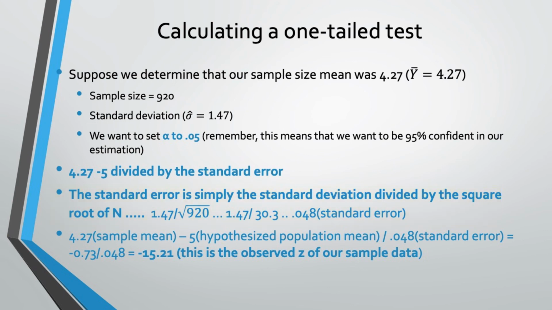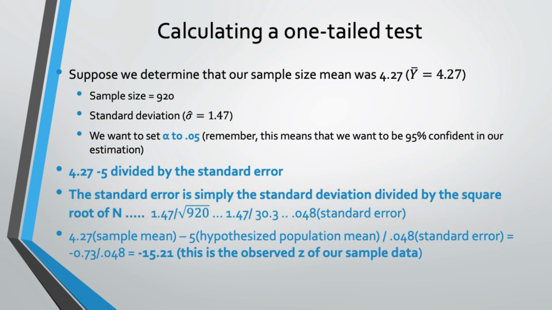So our standard deviation, as we see up here, is 1.47. We're going to divide that by the square root of the sample size, so the square root of 920. The square root of 920 is 30.3. So we take our standard deviation, 1.47, divide that by 30.3, and then we determine our standard error, which is 0.048.